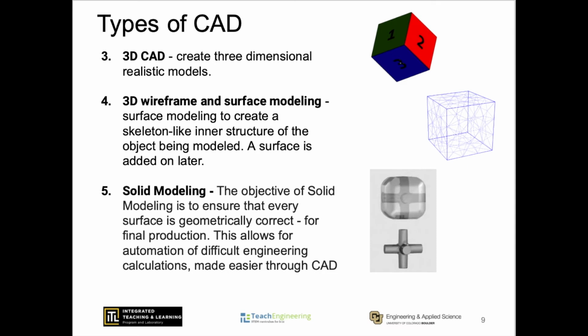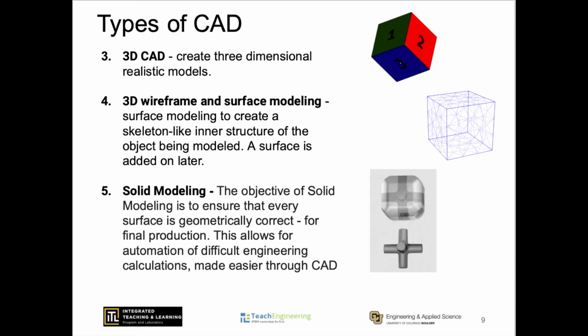There is also 3D CAD, where you create three-dimensional realistic models, 3D wireframe and surface modeling, where you surface model to create a skeleton-like inner structure of the object being modeled, and a surface is added onto it later. And then there is solid modeling. The objective of solid modeling is to ensure that every surface is geometrically correct. For final production, this allows for automation of difficult engineering calculations made easier through CAD.